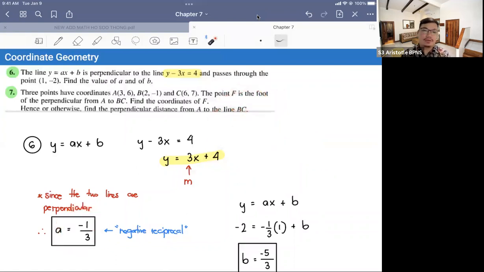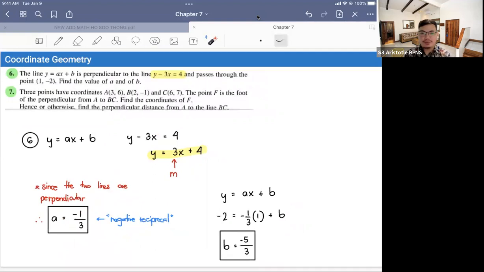Okay? So that's the value of a. By just mere comparison, you should know that they are a negative reciprocal of each other. So it's -1/3. Any question, class, for letter A? Or how did I get this? Okay, so that's it for a.